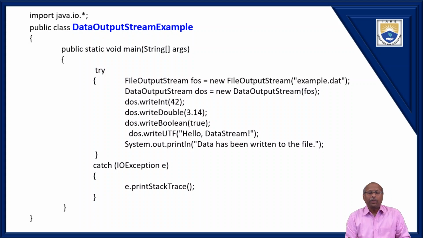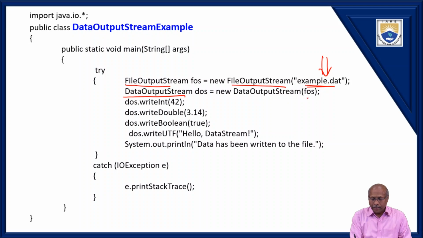Let us have a small example of how to write primitive data to a file. You can create a FileOutputStream, because you have to write the data as a byte stream, to a file called example.dat. Of course, this name you can give anything. Then the DataOutputStream is linked with my FileOutputStream. That means DataOutputStream is writing to the file in which format? In byte stream format.